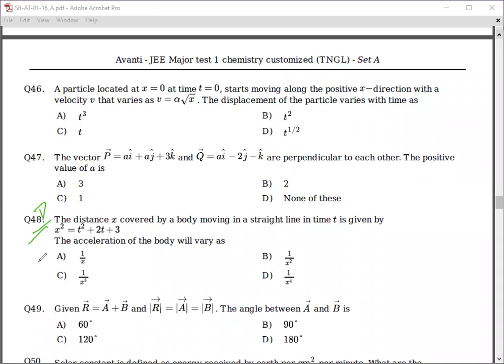Right. So first thing is, I will differentiate it. x square is equal to t squared plus 2t plus 3. I will differentiate it. Right? If you differentiate it, you have to use chain rule, because x square differentiation will not be with respect to t, it will be with respect to x. So after using chain rule, it will be what? x square differentiation with respect to x will be 2x into dx by dt using chain rule is equal to 2t plus 2.